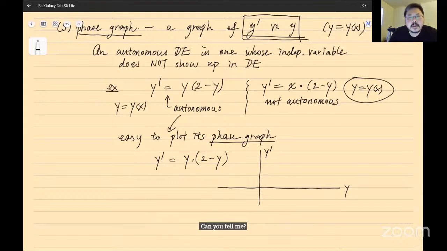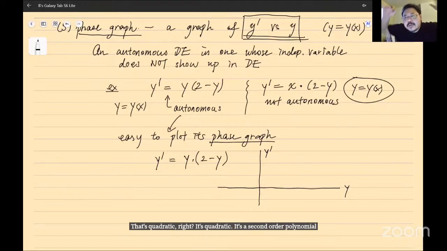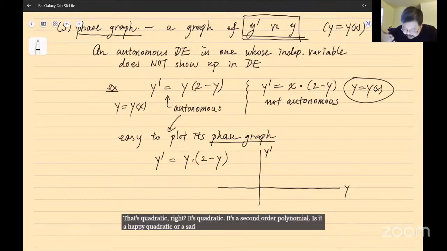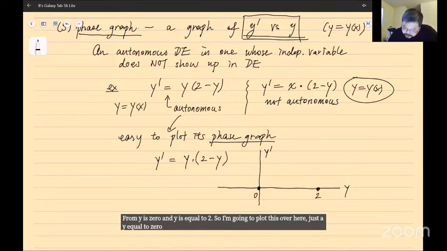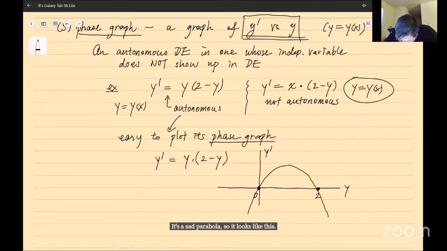What is the shape? Quadratic. It's quadratic, a second order polynomial. Is it a happy quadratic or a sad quadratic? It's a sad one, an upside down one, right? And in fact, we know there are two roots to this, when y is 0 and y is equal to 2. So I'm going to plot this over here. This is y equals 0, and here's y equals 2. It's a sad parabola, so it looks like this. Just go through this 2.